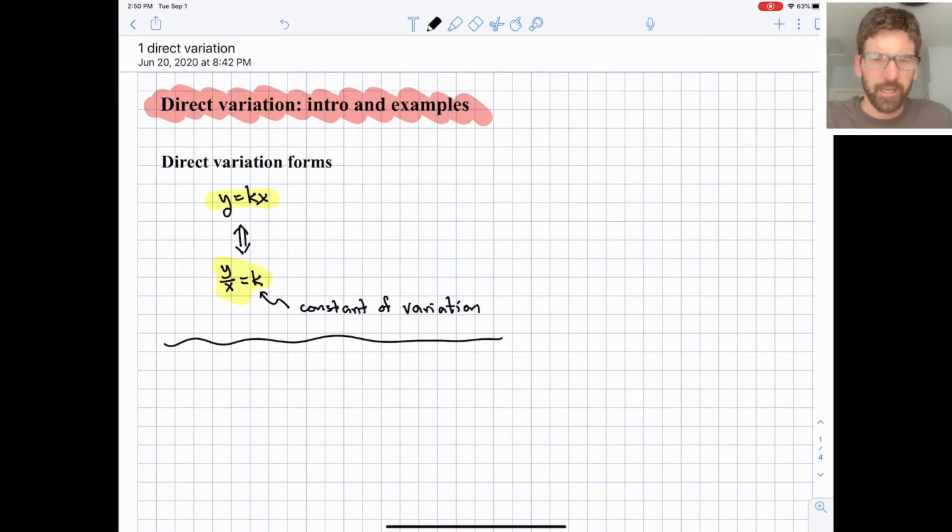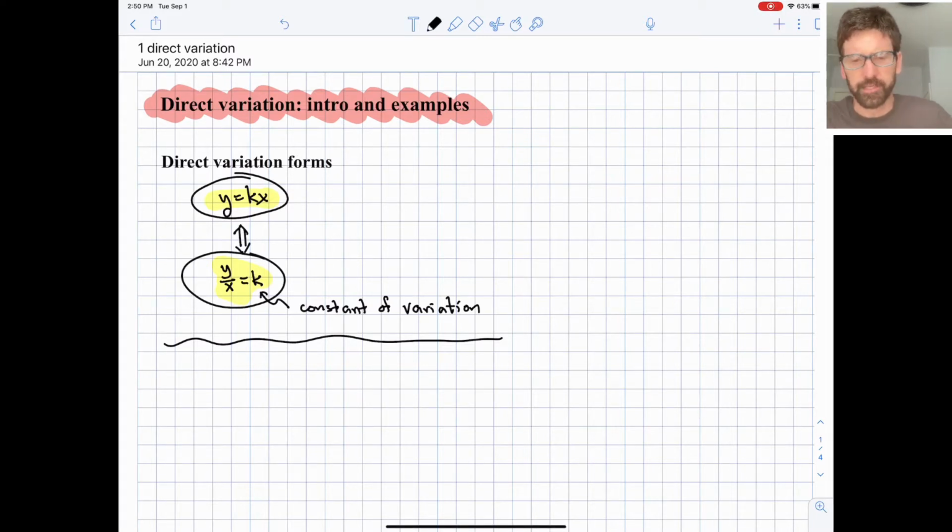and then we can also divide both sides by x and get y over x is equal to k. All right, so y equals k times x, or y over x is equal to k. K is referred to as the constant of variation.